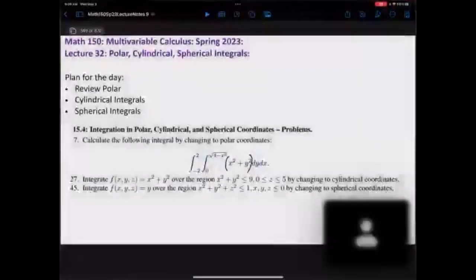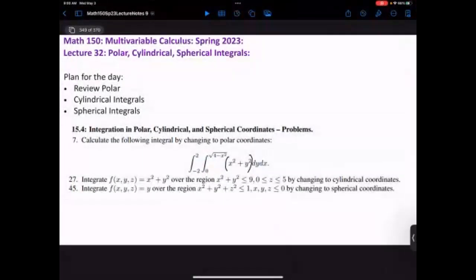So welcome to Math 350, lecture 32, polar, cylindrical, and spherical integrals. So we are at the home stretch, and we are now doing one of the main techniques of multivariable calculus, doing multiple integrals. And there are a couple of very standard situations where the coordinate systems are so useful. We've given them names, and we do a lot of work with them because they occur all the time. So these are the polar, cylindrical, and spherical.